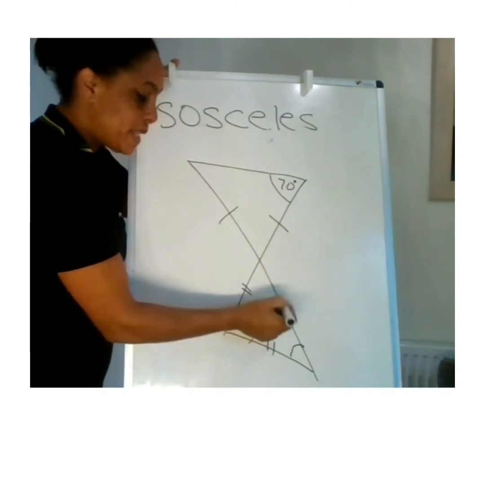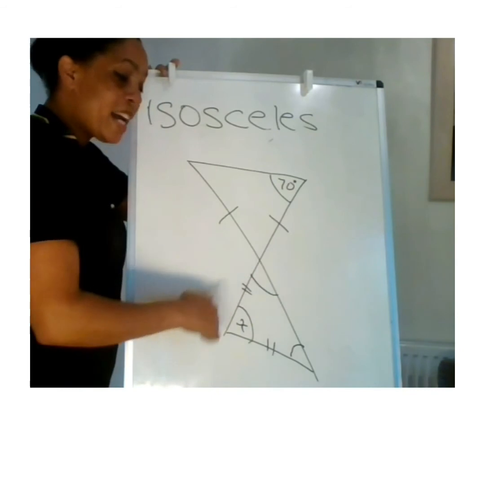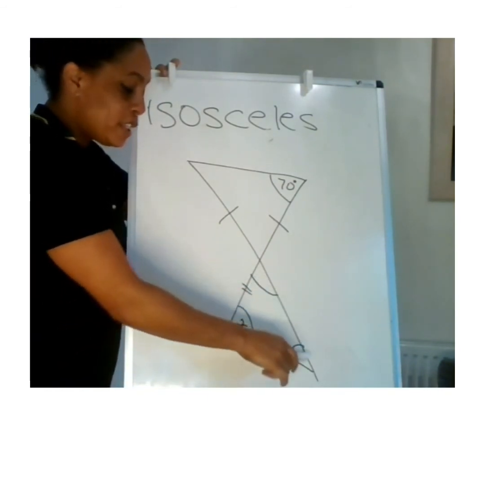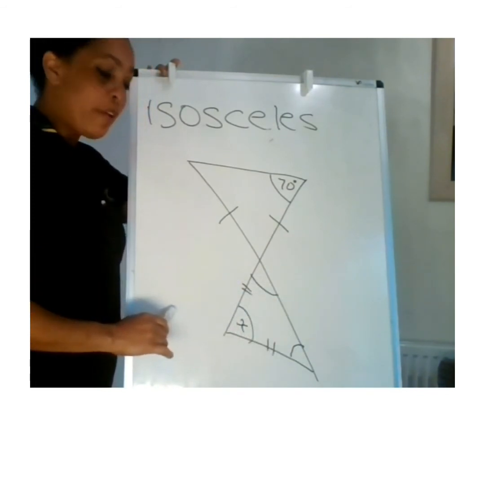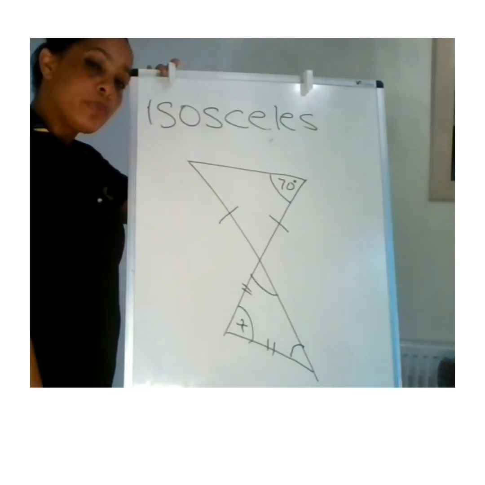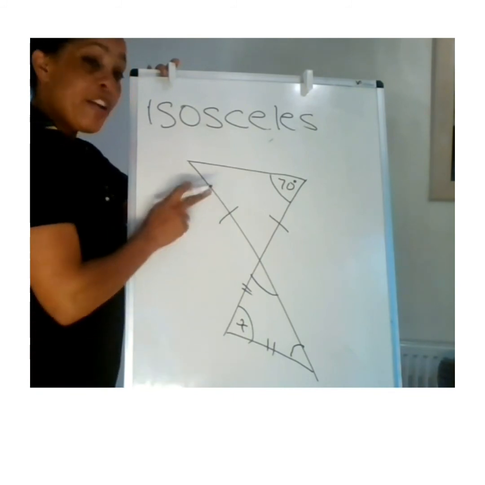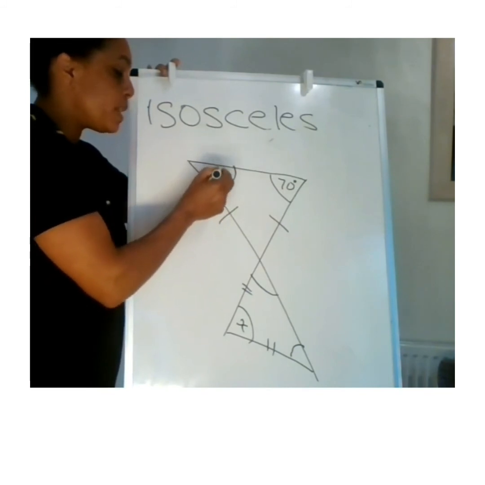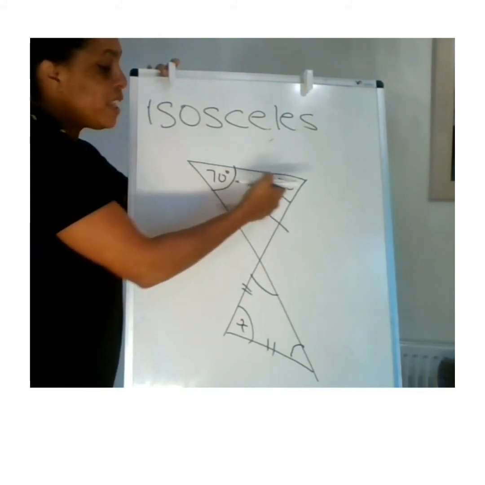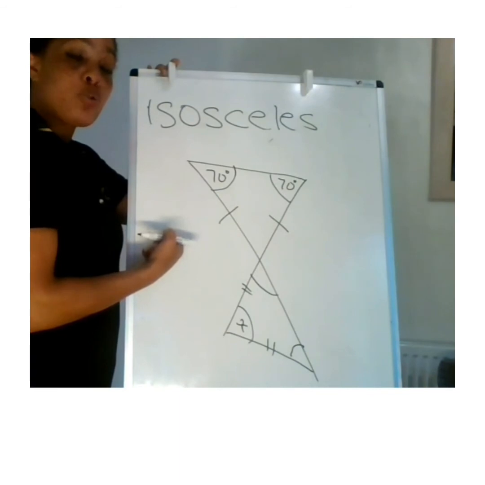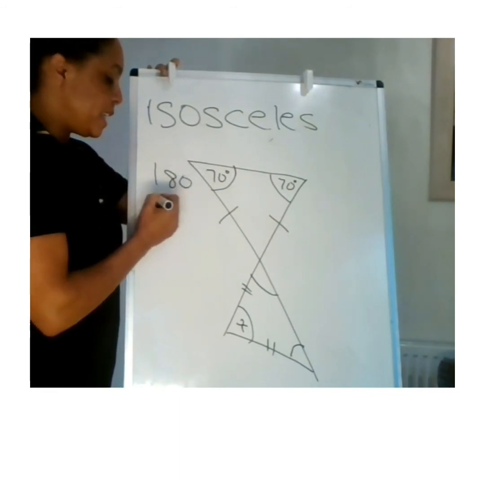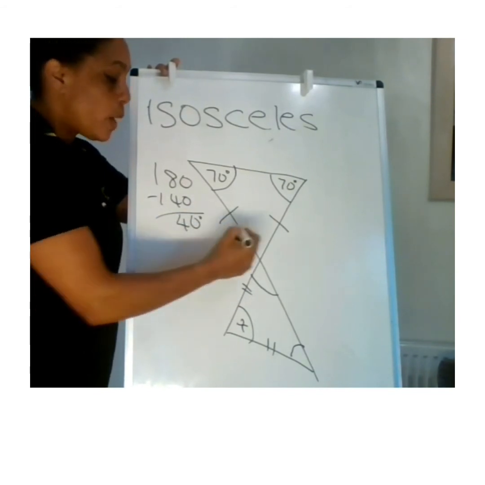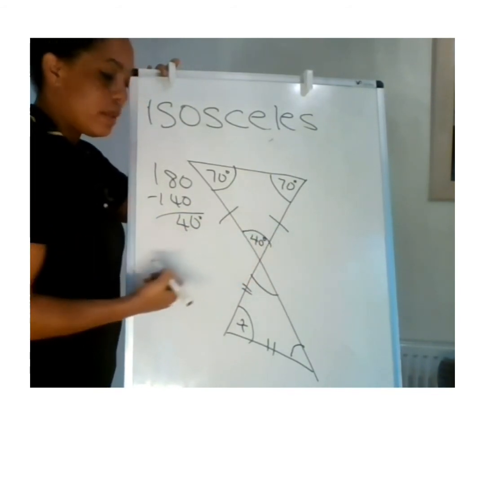Now, these two base angles are the same, and we know that angles in a triangle add up to 180 degrees. So if I find these two, add them together, and take it away from 180, I will get this one. But how am I going to do that? Here I have another isosceles triangle. I'm told that that is 70, so this must be 70 as well. If I add these two, 70 plus 70, I get 140. So 180 take away 140, and that's going to leave us with 40 degrees. So I know that this is 40 degrees.